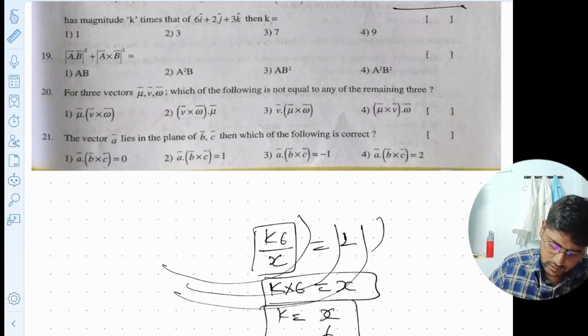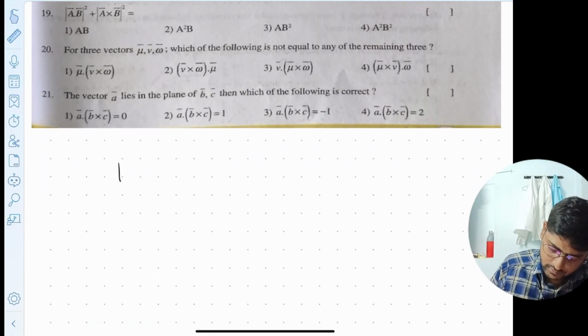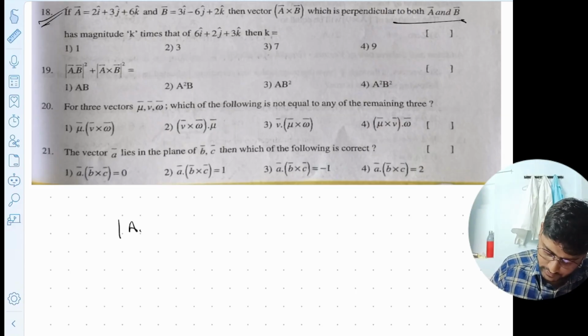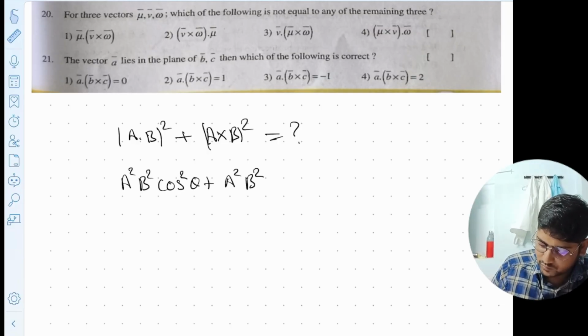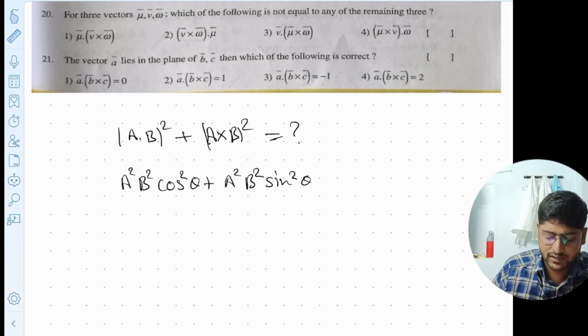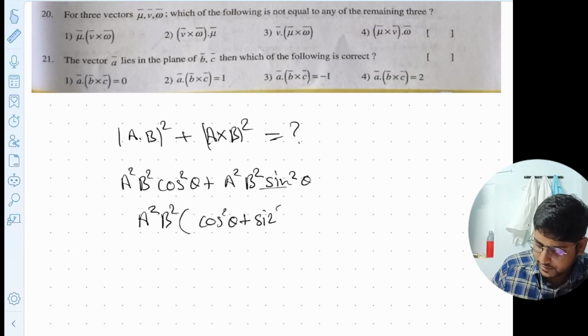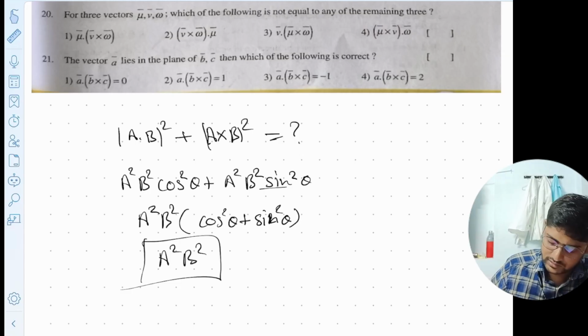So now we have to solve question number 19. This question number 18 you have to solve by yourself, in the way I have told. Okay. So A dot B square plus A cross B square will be equal to what? A dot B is A B cos theta, square is there. A cross B is A B sin theta, square is there. Take A square B square common. It will be cos square theta plus sin square theta, which equals 1. Then it will be equal to A square B square.